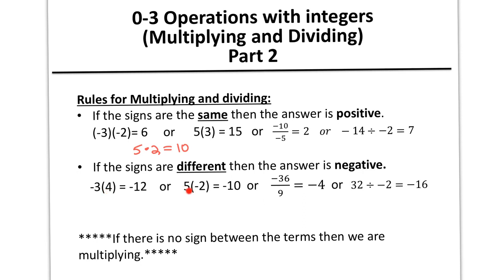Or 5 positive times -2. Look in the middle, nothing in between, so that means you're multiplying. A positive times a negative is a negative. 5 times 2 is 10, so -10.